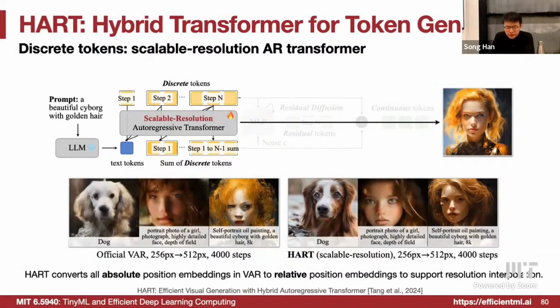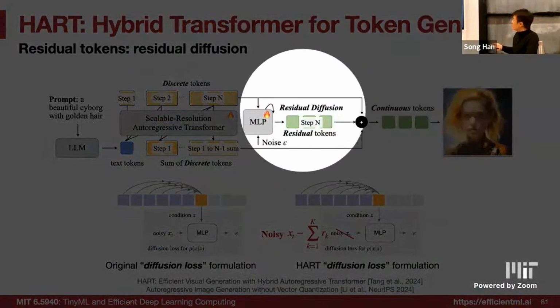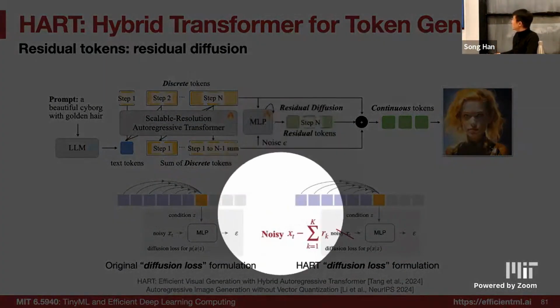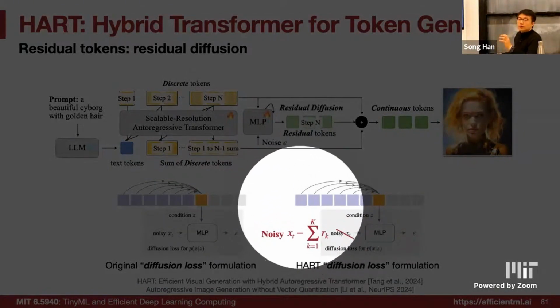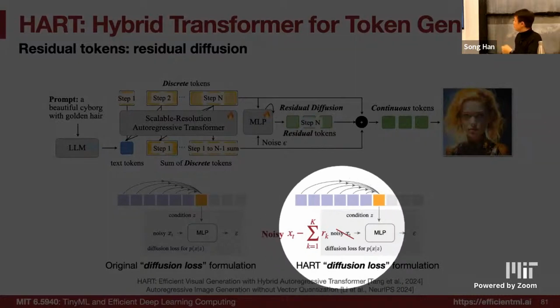But this is actually not enough, because just using these discrete tokens, the generated image quality is not quite good. We need to also add this residual diffusion model to predict the difference between the original image versus the sum of the predicted tokens at different resolutions, like 1 by 1, 2 by 2, 3 by 3, 4 by 4.